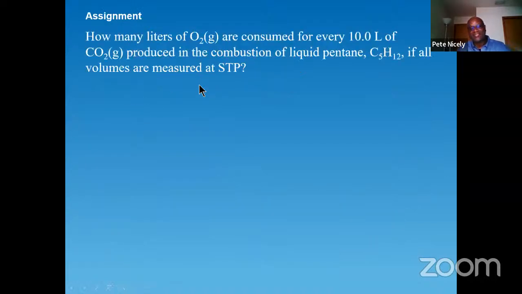So we can use that to do this example where it says: how many liters of oxygen are consumed for every 10.0 liters of carbon dioxide produced in the combustion of liquid pentane, if all the gases, or all the volumes, are measured at STP? So STP, of course, stands for standard temperature and pressure. But the point being made here is that the temperature and pressure are constant for all the gases involved.